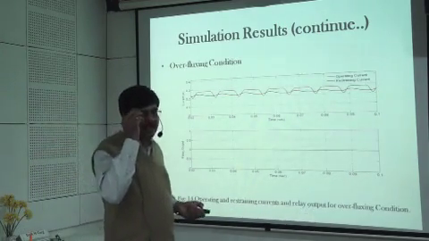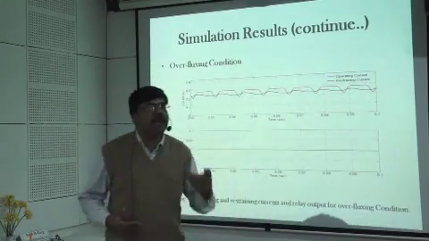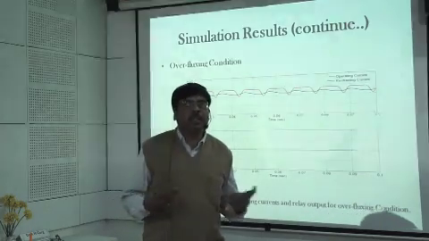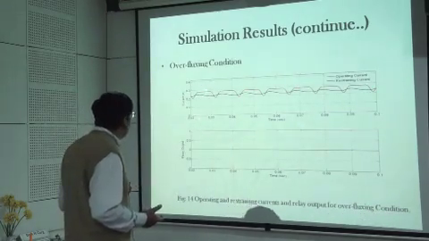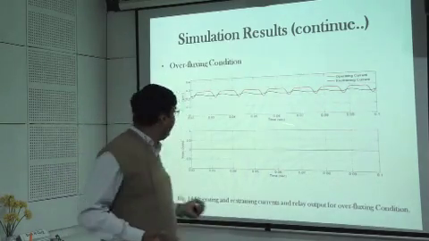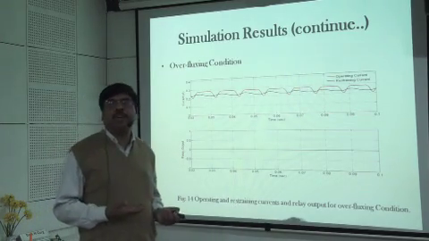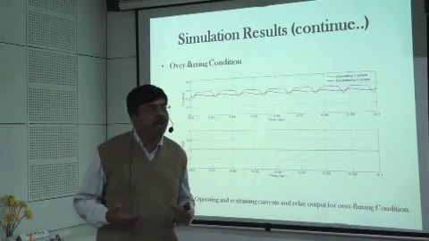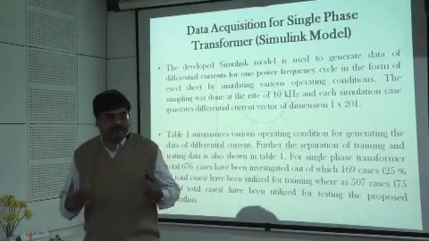Overfluxing condition, steady state overfluxing, which mainly happens for a generator unit transformer where the V by F ratio exceeds the nominal limit of 1.1. Here again, though the operating is more than restraining, the fifth harmonic restraint will come into picture and the relay will not issue any trip signal. Thus, for all the operating conditions, the developed differential relay model operates properly. Hence, the developed model can be used for data acquisition.